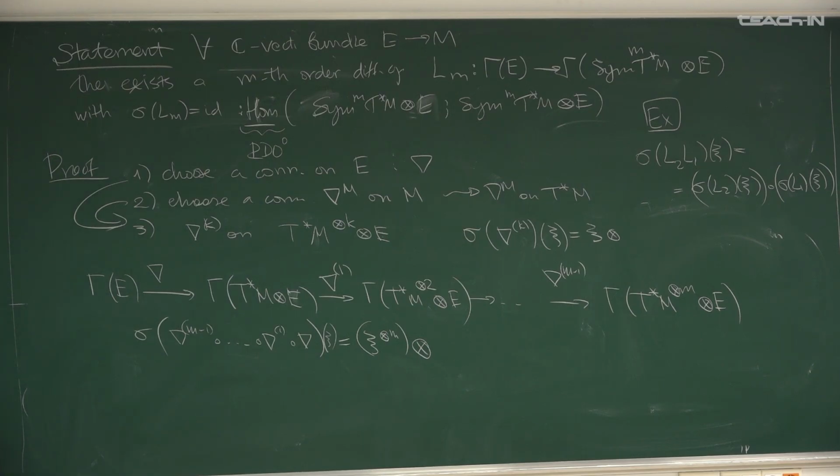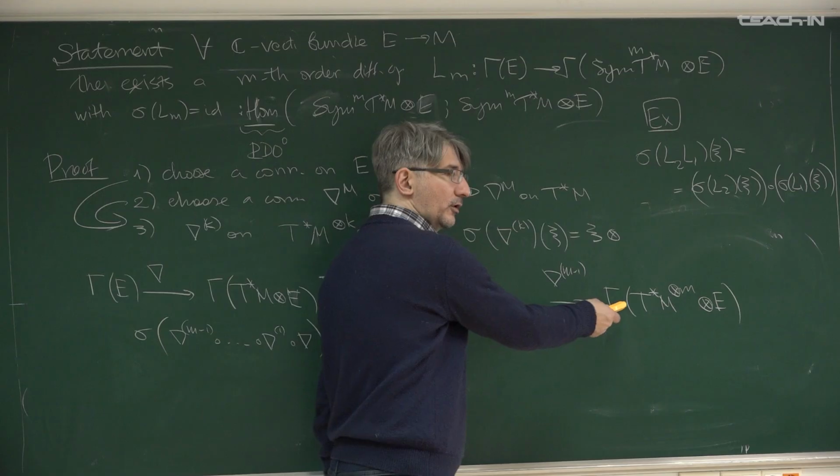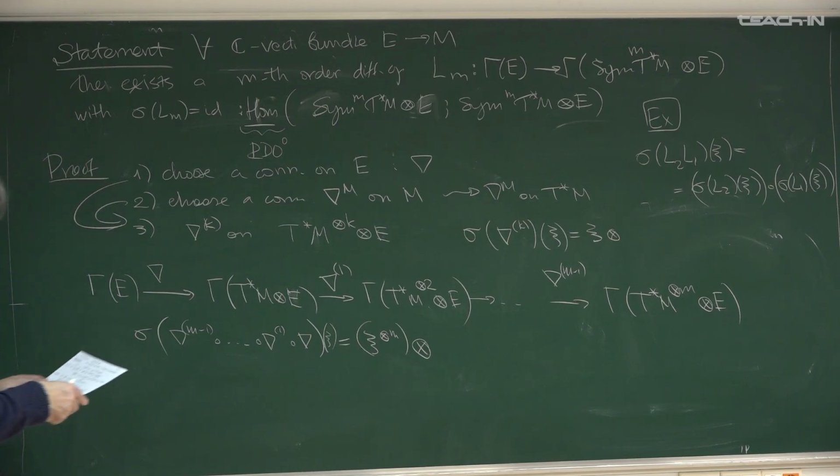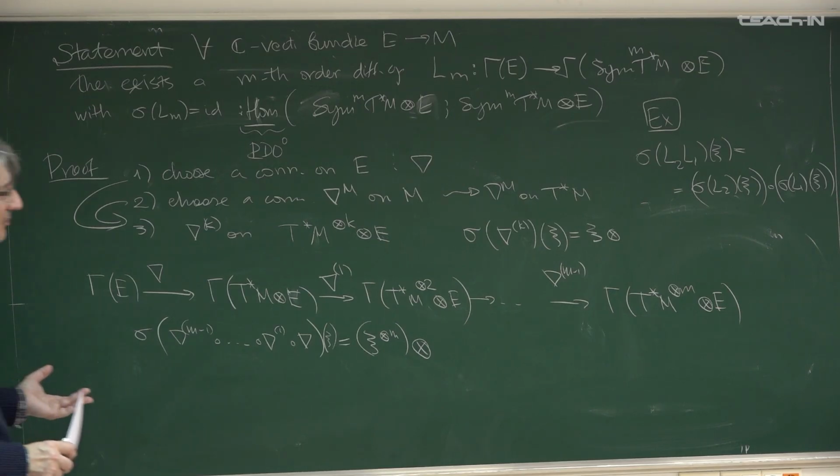Very good. But it's not what we wanted, because we wanted to arrive to symmetric power, and we obtained just tensor product. What to do? We want to get rid of the tensor power, right? We want to arrive to symmetric power. Very simple, just take symmetrization.